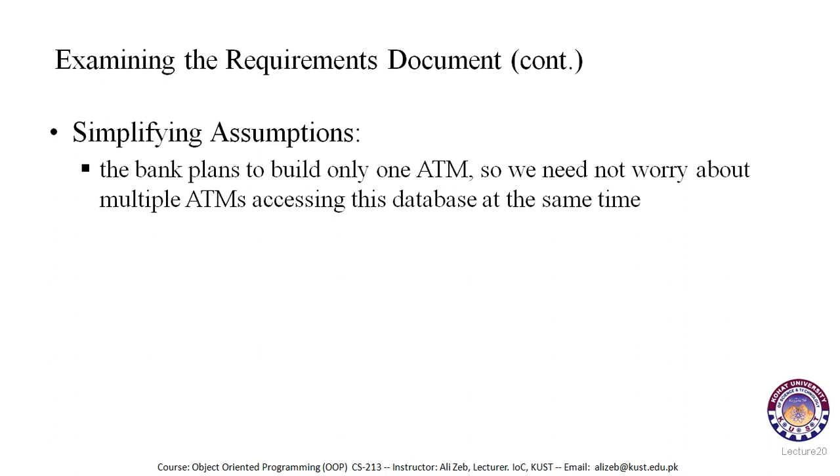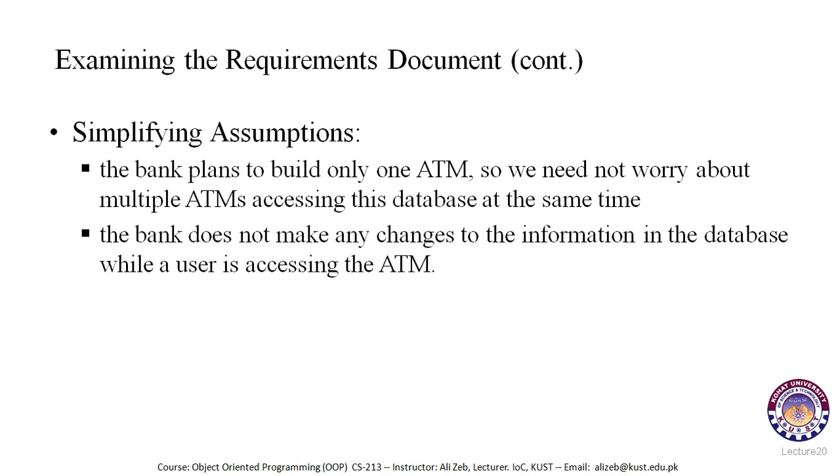Simplifying assumption. For obvious reasons, this is a very simplified assumption of an ATM machine. The bank plans to build only one ATM, so we do not need to consider the vast network of ATMs that can access the bank's database at the same time. The bank does not make any changes to the information in the database while the user is accessing the ATM.